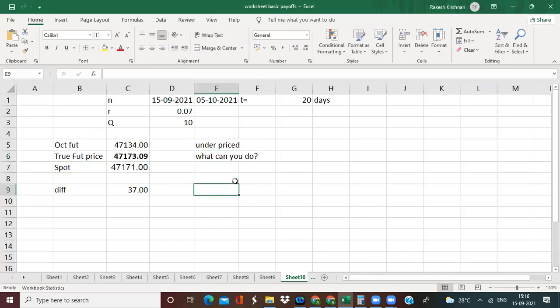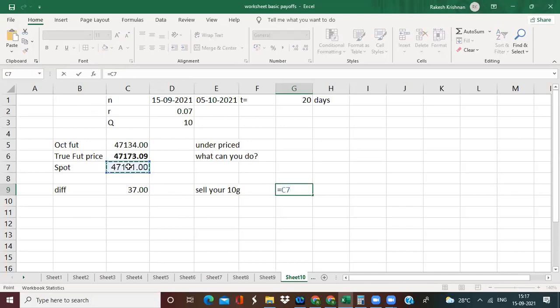Suppose you have some gold at home. Let us say you have 10 grams of gold at home. Seeing this, you will go out to the Broadway market and sell your 10-gram gold. So when you sell 10-gram gold, how much money do you get? You get the spot price, the spot price that is applicable. So when you sell your 10-gram gold, you get 47,171.